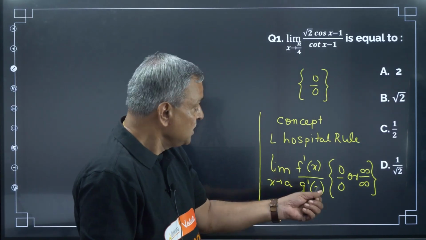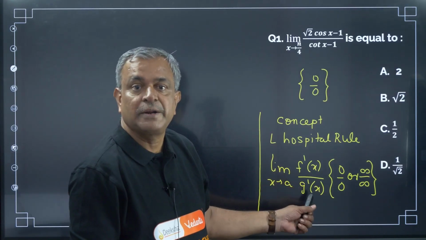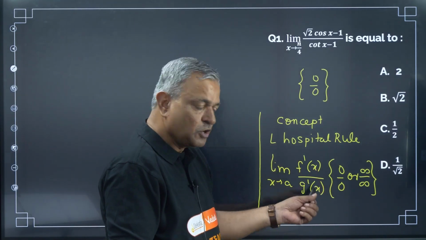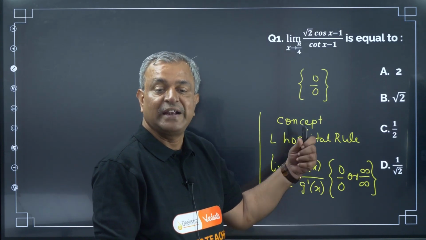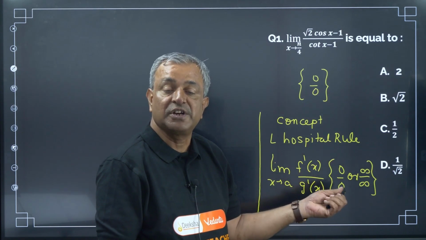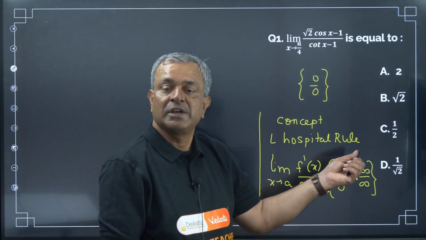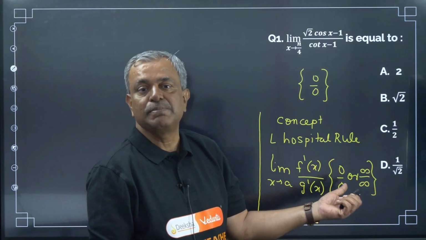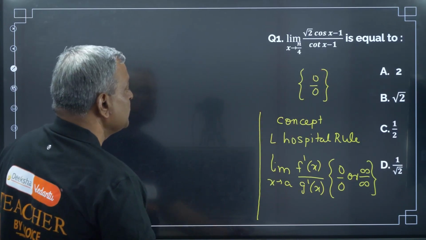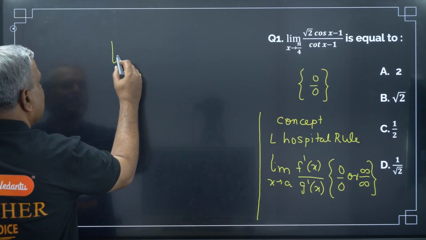Differentiate numerator and denominator separately until you get a finite answer. Suppose you are getting 0 by 0 again, the second time you differentiate numerator and denominator separately. The third time you differentiate, till you get the finite answer, or the answer can be plus infinity or minus infinity. In this case it is 0 by 0, so we differentiate numerator and denominator.